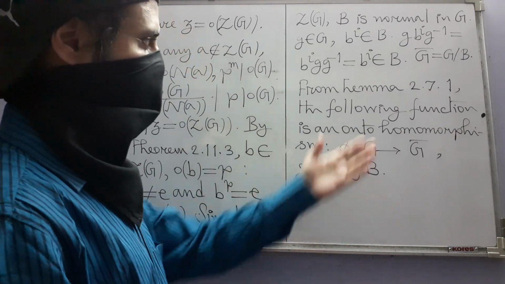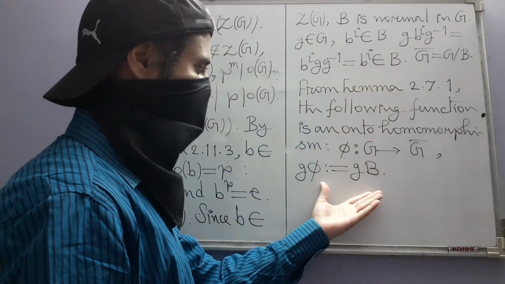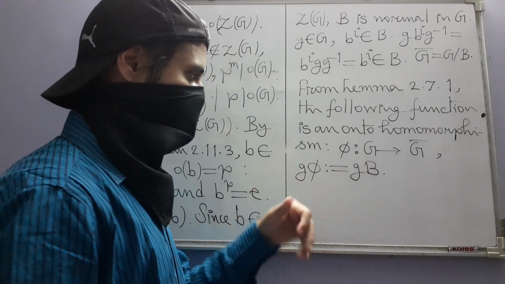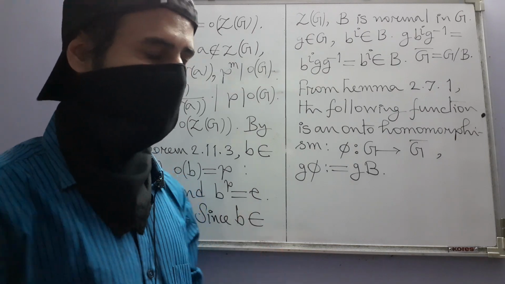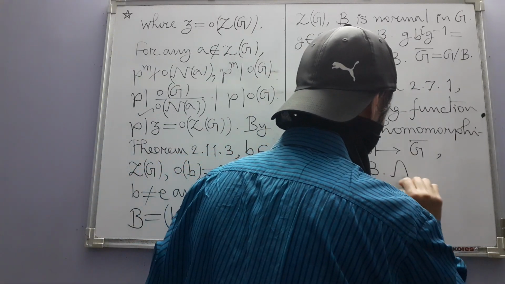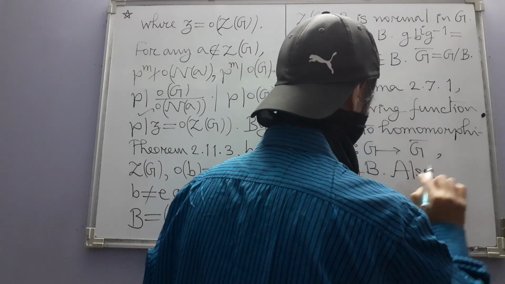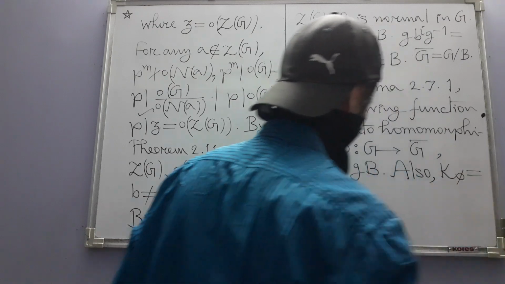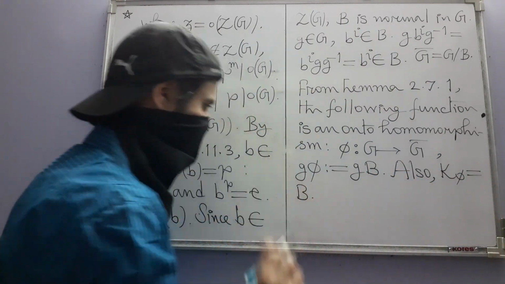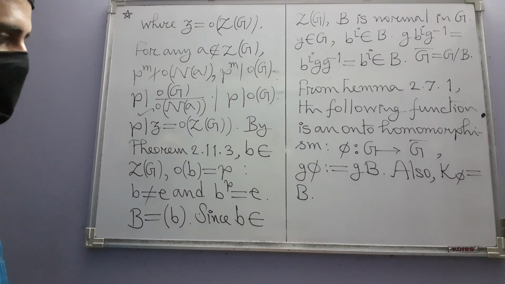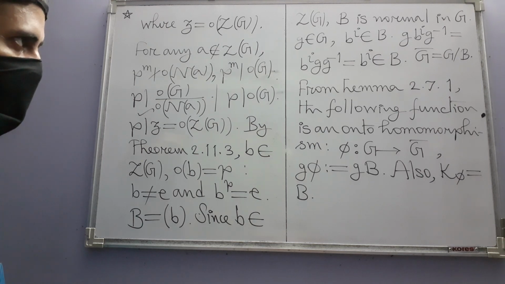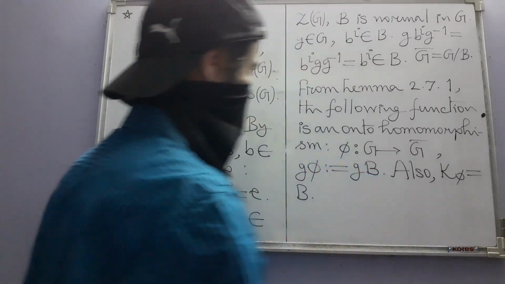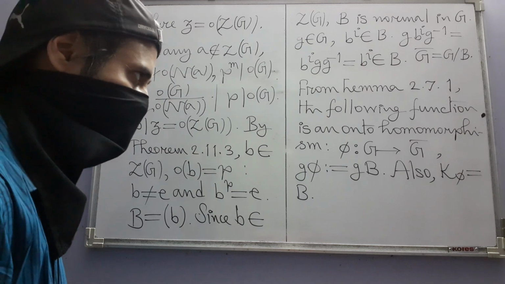Now we already know from this lemma, it's rather easy to see that this actually is a group homomorphism, and it's onto also. Ontoness is almost obvious. Also, the kernel of this homomorphism is equal to nothing but B. Okay. So what can we now say in this current situation?